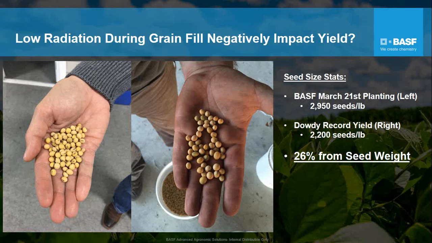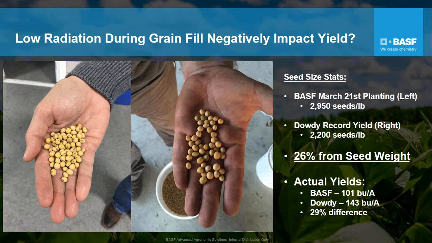And so you'll notice that my soybeans with our low solar radiation during grain fill were about 3,000 seeds per pound. We were pretty disappointed in our seed size. And a lot of that was due to low solar radiation during grain fill. Randy's, on the other hand, had excellent solar radiation during grain fill. His seed size was about 2,200 seeds per pound, so very large seed size. He got us by 26% on seed weight alone in terms of yield.